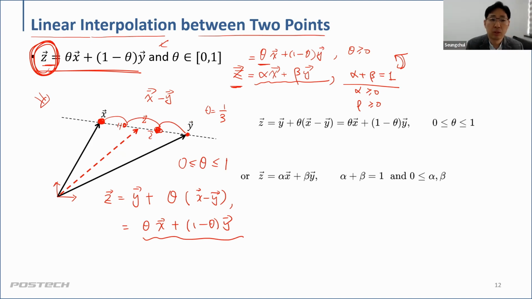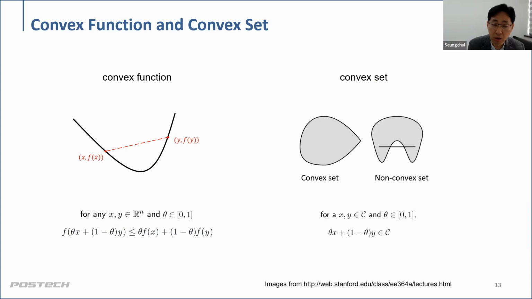So here, what I want to emphasize is that if we have these two vectors and the scaling, but we have to have this kind of specific conditions on top of it, then you have to see that you have some insight that z is a linear interpolation between two given vectors. Right? With that in your mind, let's move on to the definition of convex functions and convex set.